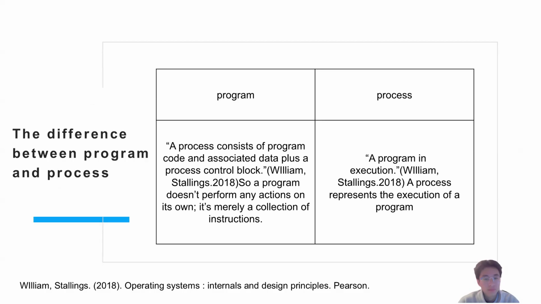And next page, the difference between a program and a process. A program is static and consists of code and data, while a process is dynamic, representing a program in execution. A program does not perform actions independently, but must be executed by the operating system to become a process.